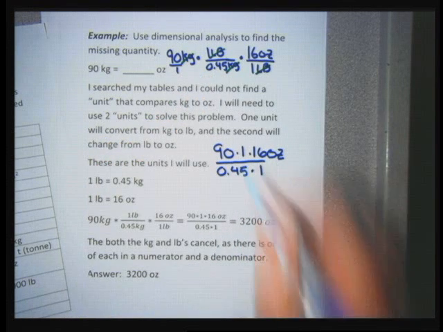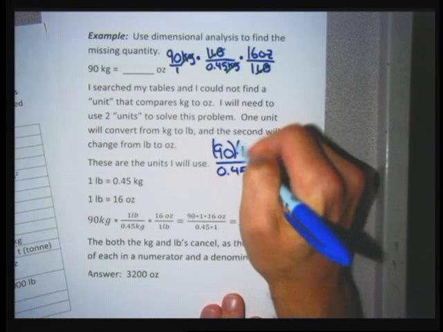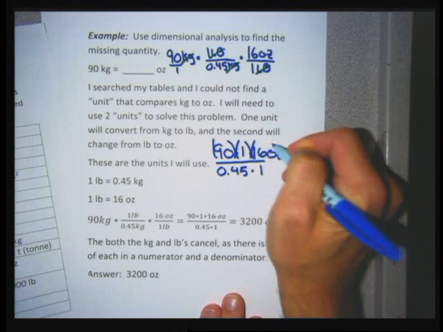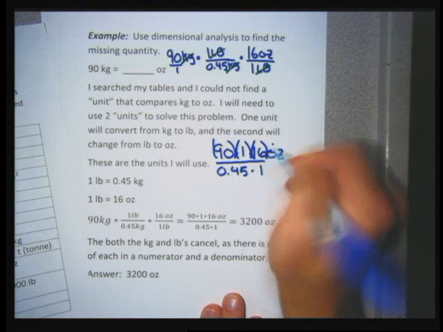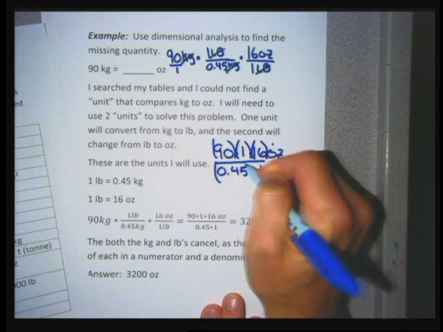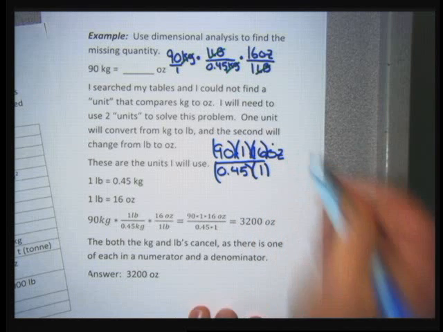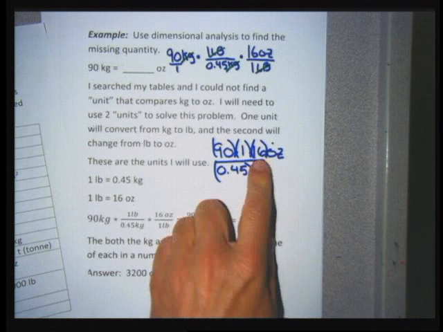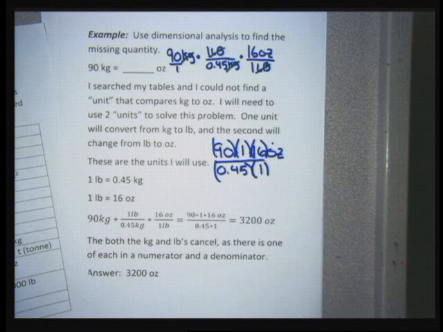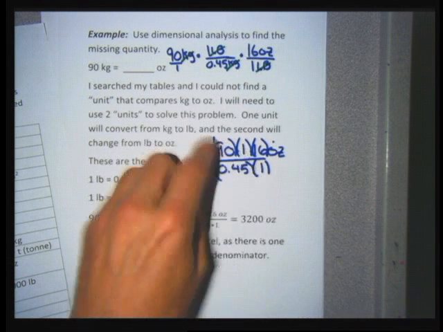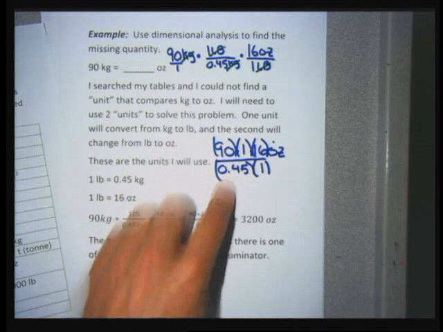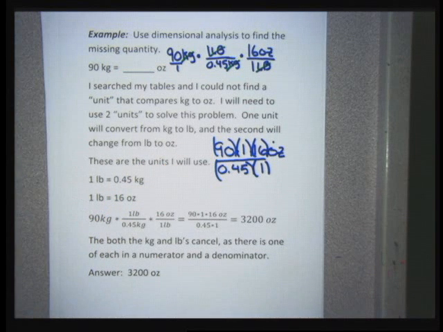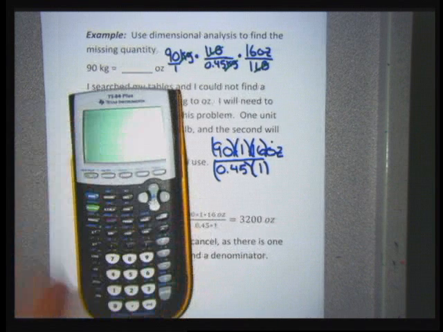And let me put parentheses on this. Maybe it'll make it easier to follow. So I could use times signs, or I could use parentheses. The times signs started to get confusing because my 16 ounces started looking like 160 or 1602. So this is what I need to do on my calculator. And quite honestly, I'm not going to worry about the 1, so I'm going to go 90 times 16 divided by 0.45. And apparently I'm going to get 3,200, but I'll make sure that's correct.